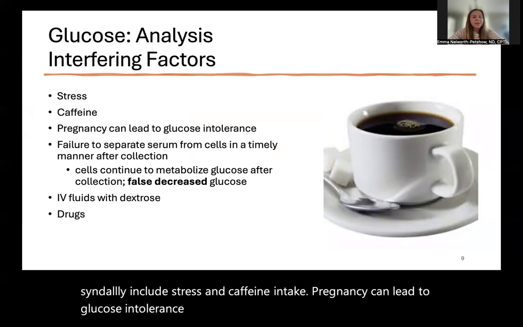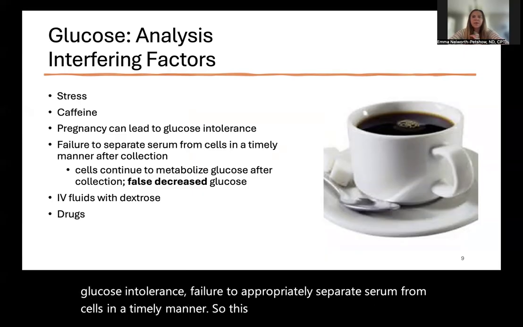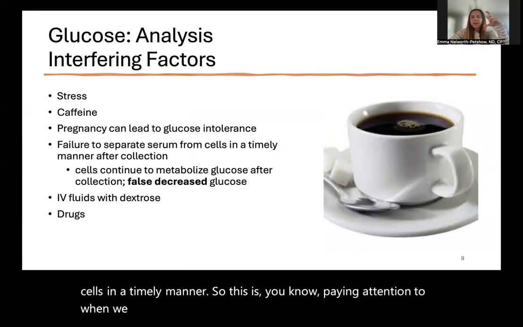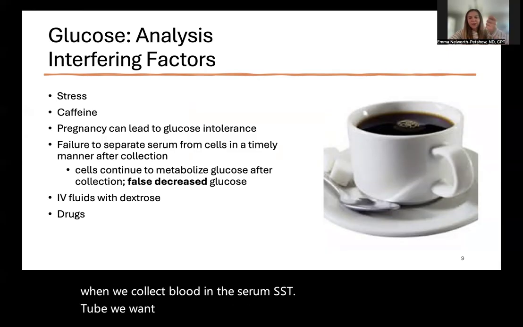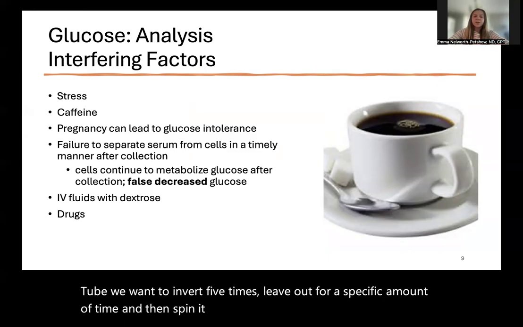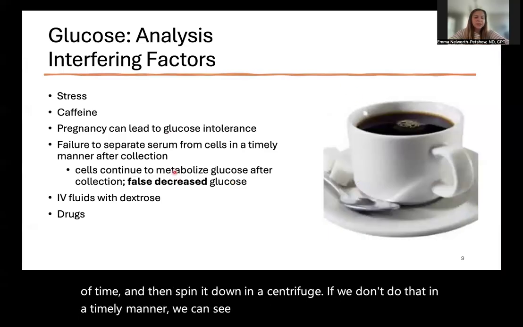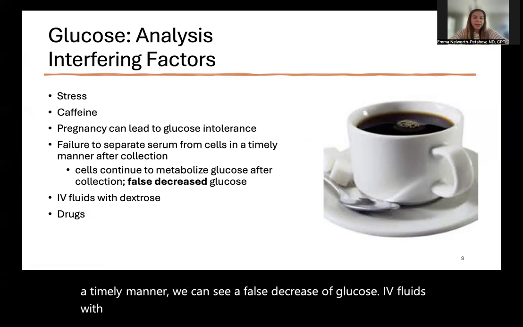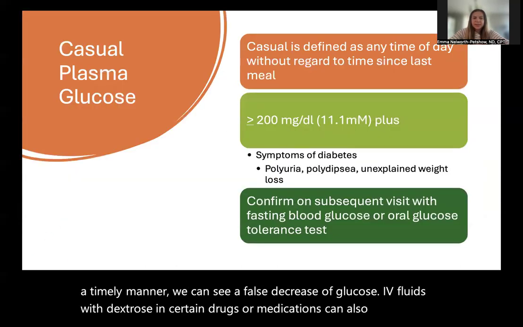Another factor is failure to appropriately separate serum from cells in a timely manner. So this is paying attention to when we collect blood in the serum SST tube. We want to invert 5 times, leave it out for a specific amount of time, and then spin it down in a centrifuge. If we don't do that in a timely manner, we can see a false decrease of glucose. IV fluids with dextrose and certain drugs or medications can also affect glucose analysis.